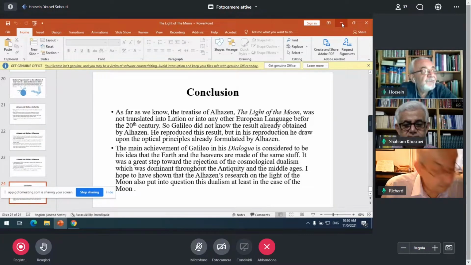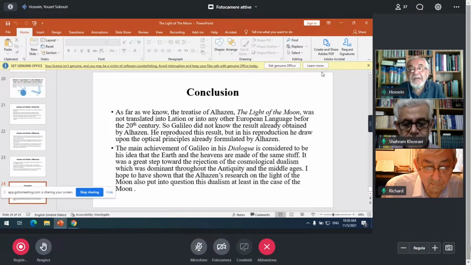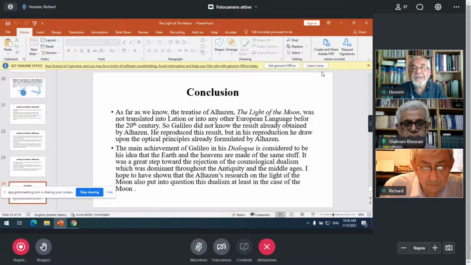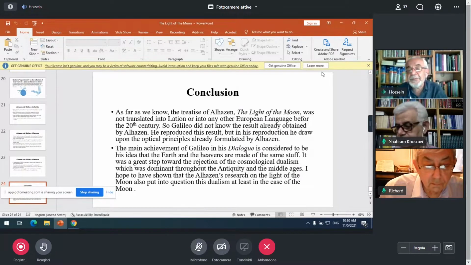Why don't you translate this into Persian and let the wider population of Iranians know this beautiful work that you're presenting? Thank you, I try to do it. In fact, I have translated all of Ibn al-Haytham's treatises into French, and I hope it will be published soon as part of a book. Okay, French people have good translators.